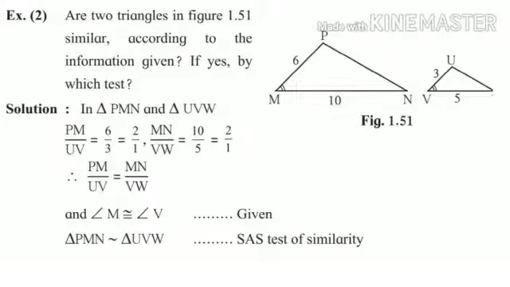Now the next question is, are the two triangles in figure 1.51 similar according to the information given? If yes, by which test? Here the two triangles are given to you and some information about sides and angles is given, and you have to decide whether these two triangles are similar. If similar, by which test they are similar.